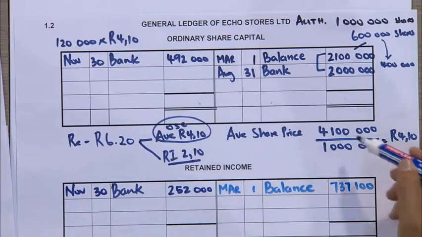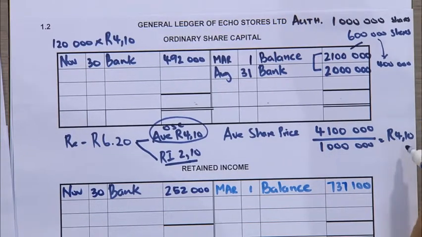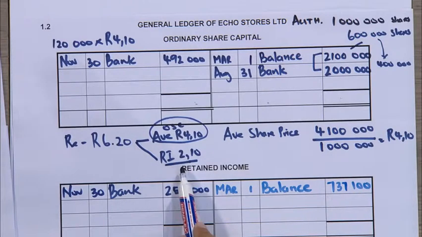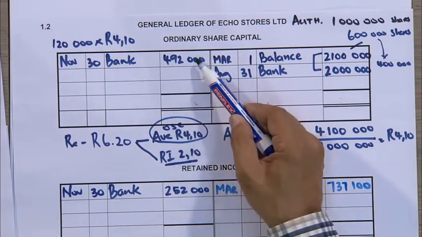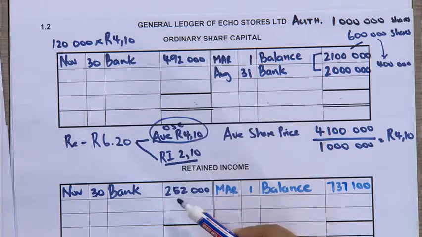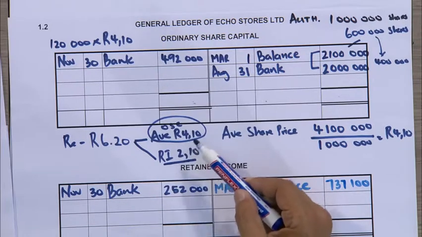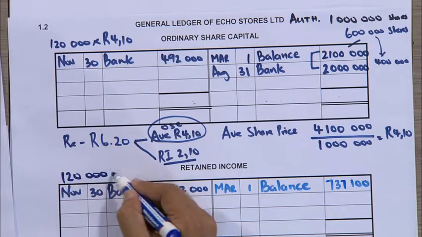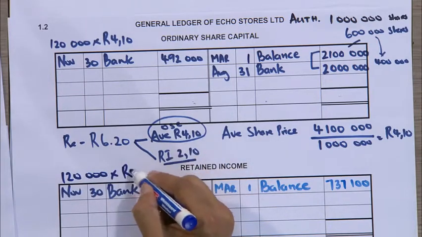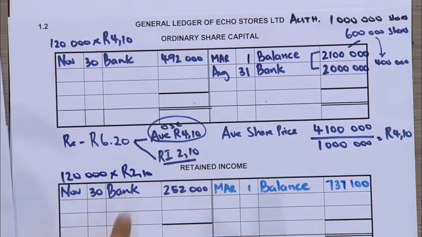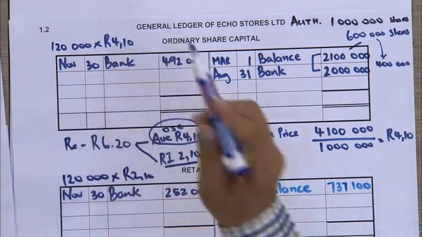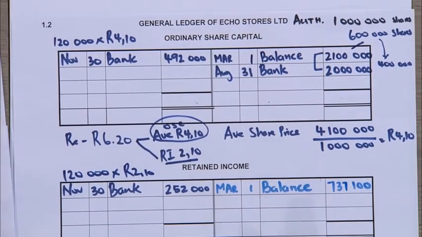Okay, so we're buying back, calculate the average, 4.10. We split the repurchase price between the average and the amount more than the average. The average goes to the capital. The amount more than the average goes to the retained income. Obviously, both these figures will have to be multiplied by 120,000. So it's 120,000 times 2.10 will go to your retained income, and 120,000 times 4.10 will go to your ordinary share capital.